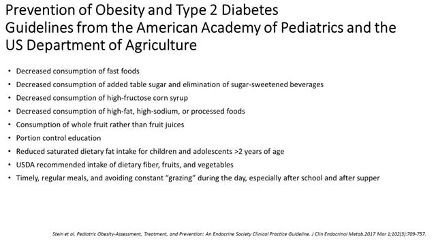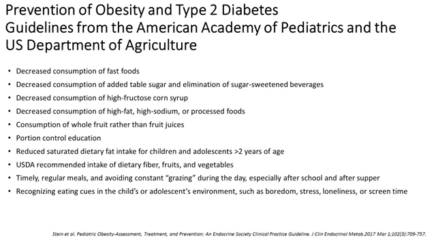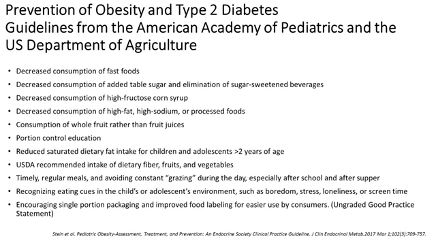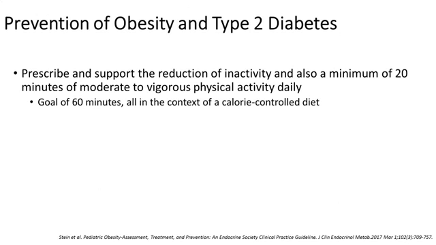Try to do timely, regular meals and not encourage grazing throughout the day, especially after school. And recognize when a child or adolescent is eating out of boredom, loneliness, or particular stressors. Encourage single portion packaging and improve food labeling for easier use by customers. And this is more from a manufacturer marketing standpoint.